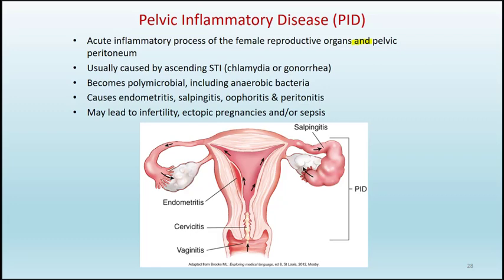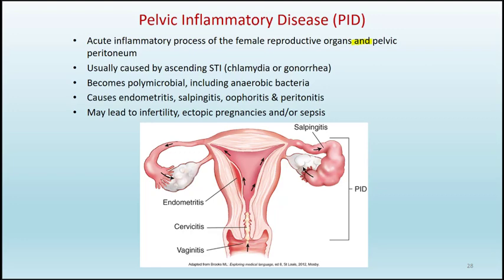This condition can be asymptomatic, but it can cause abdominal pain. Women can experience pain during sexual intercourse, so that's a consideration if a female complains of pain during sexual intercourse, and depending on what her other history might suggest. And complications can include infertility. There can be death from septic shock.